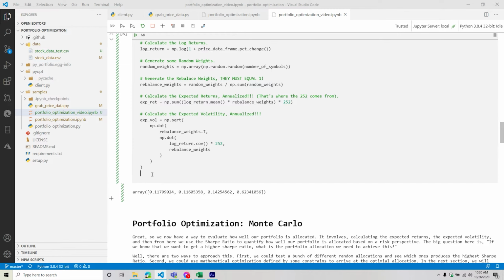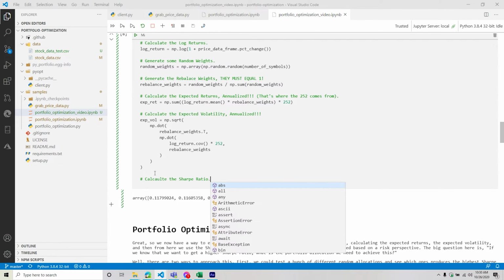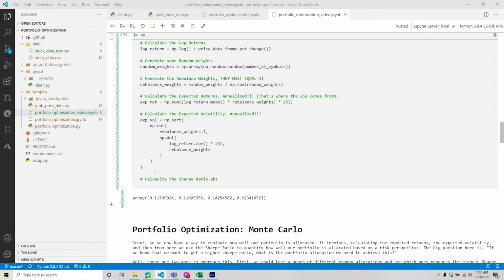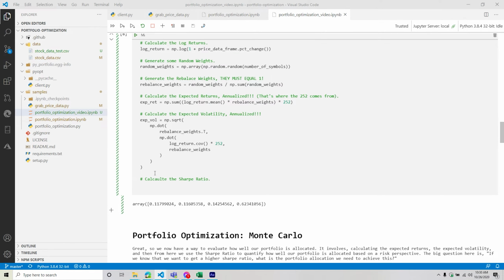And then from here, guess what we can calculate? We can calculate the Sharpe ratio. Now, in this situation, I'm being very specific. I actually don't have a risk-free rate. So in a certain regard, it's a little bit misleading, but I guess I could add it in if I wanted to.